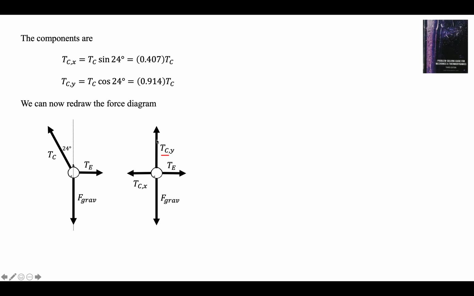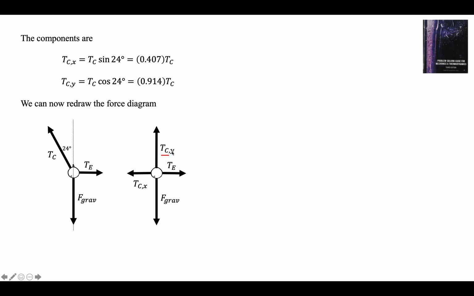Now we can redraw the force diagram, and this is why we did it. This is why we broke it up into components, because now it's easy to write the equations. This is where we started. Tc sine 24 is the horizontal component. Tc cosine 24 is the vertical component. We don't want to deal with this. We want to deal with this. Here, it's easy to add the forces and subtract the forces.